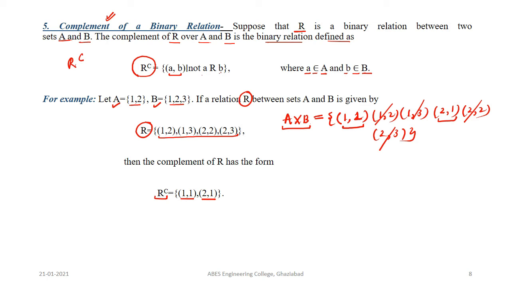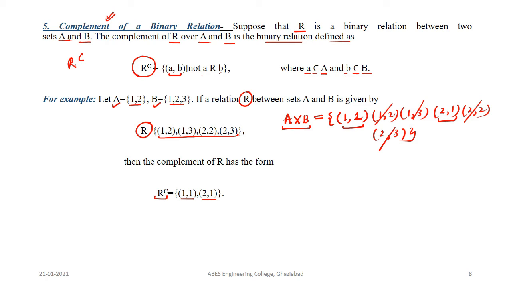First of all, the complement of the relation R will be denoted like this, R to the power C, and R complement will consist of the ordered pairs (a, b) such that the ordered pair does not belong to the relation R, where a belongs to the set A and b belongs to the set B. Now let us suppose we have two sets A and B, and the relation R is defined on the sets A and B, and these are the ordered pairs which belong to the relation R.